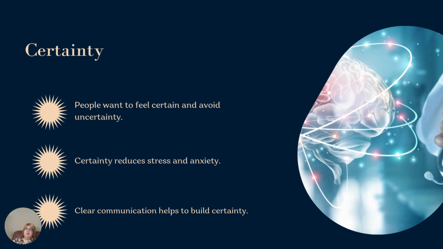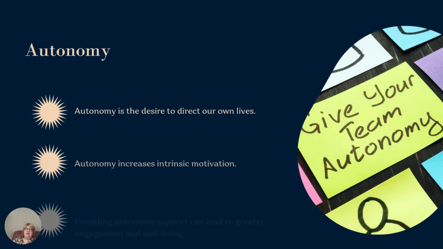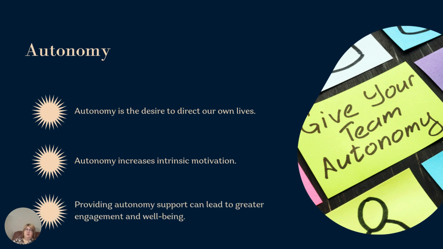And so just to communicate, this is what's happening, this is what we hope to see happen during this change management period, this turnaround, that really helps build a sense of certainty. So that's S and C, status, certainty. And then we go to autonomy.